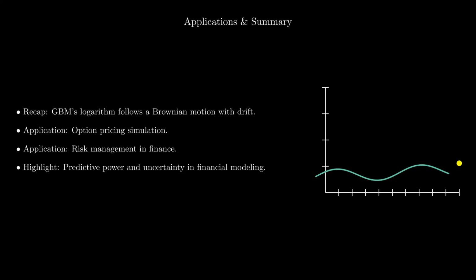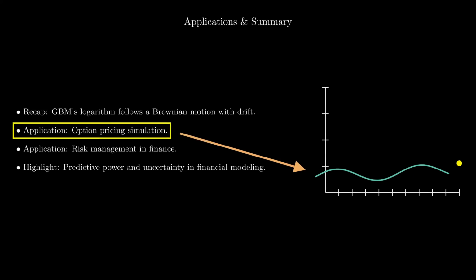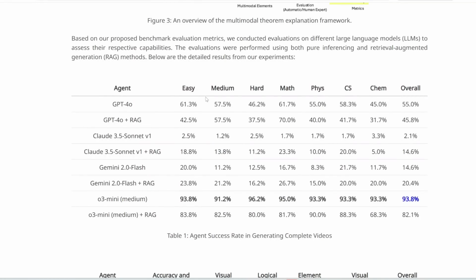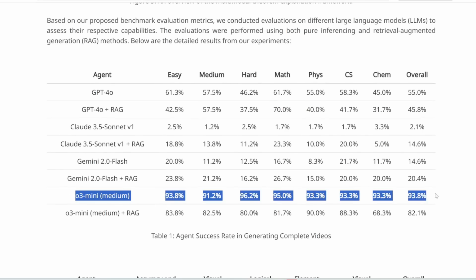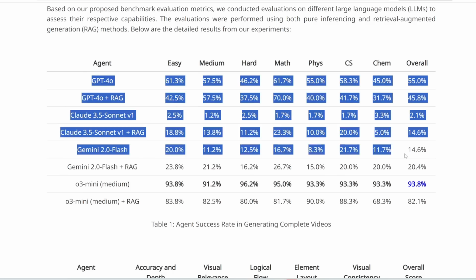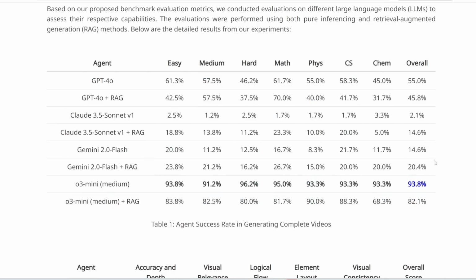The nice thing is, this is just an agent framework, and you can plug any AI model into this. And they've actually tested a bunch of AI models, like GPT-4o, Claude 3.5, Gemini 2, and o3 Mini. And here are the results. In terms of the success rate in generating complete videos, note that the winner here is o3 Mini. So it's able to generate a complete video over 90% of the time, whereas the performance of all these non-thinking models are pretty bad. Like, most of them have a success rate of under 50%.